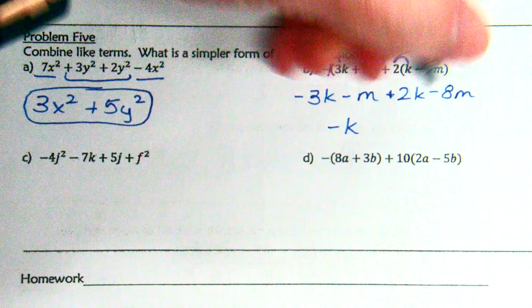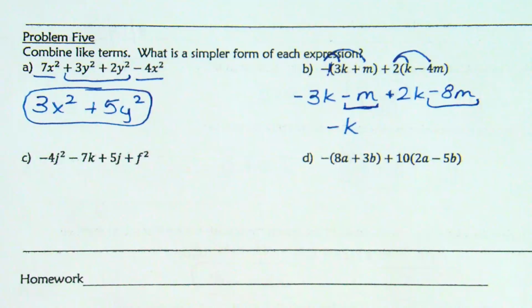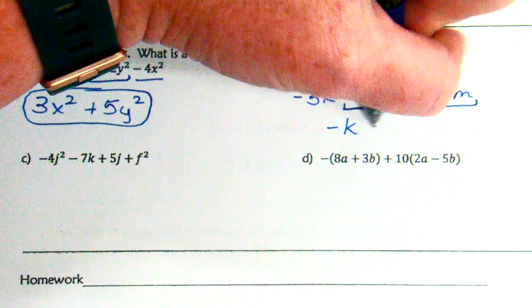And minus m minus 8m. So negative m minus 8m. Minus 9m, because it's like negative 1 minus 8. And what about negative k minus 9m? Final answer. Okay. What about C?